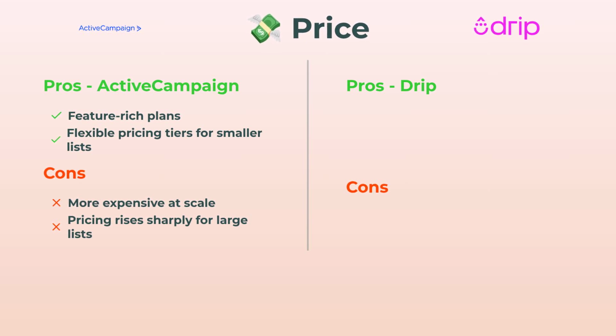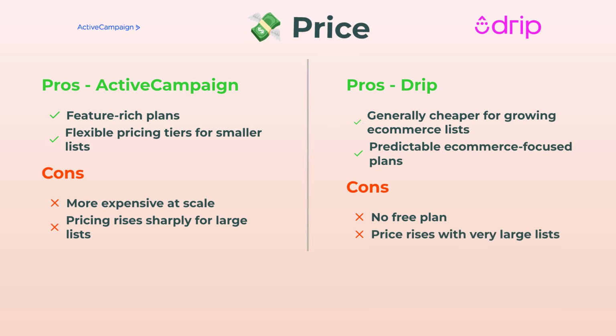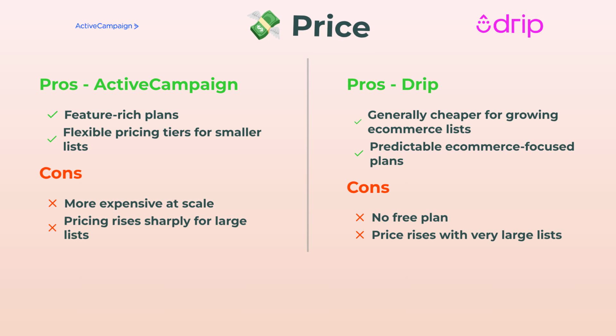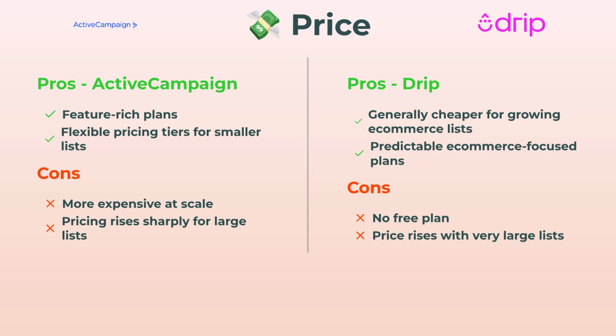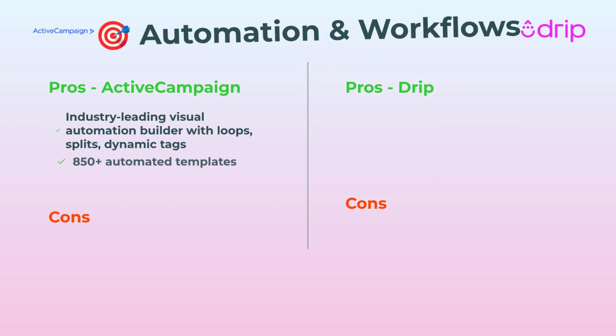Now, Drip. Their pricing is made specifically for e-commerce brands. And yep, generally it's cheaper if you're in that lane. Plans are predictable, which is less stressful in my opinion. Small caveat though, there isn't any free plan waiting for you. Oh, and once your business gets big, both platforms will ask for a bit more cash. But with Drip, day-to-day costs stay friendlier. Winner for price, Drip. Next, automation and workflows.